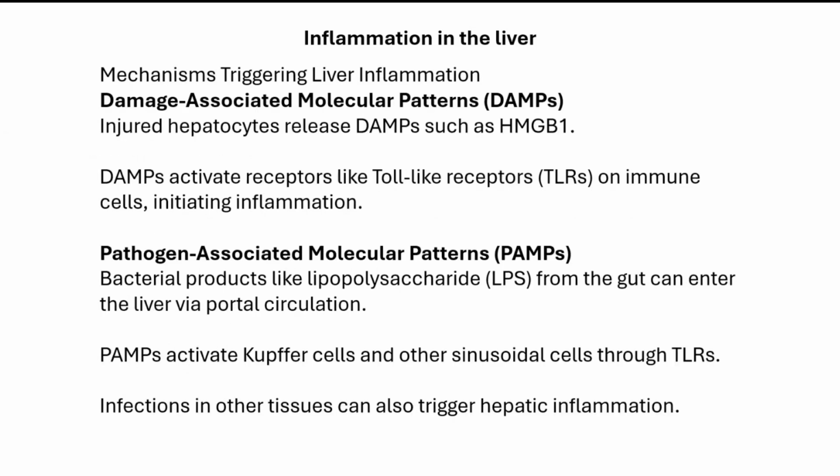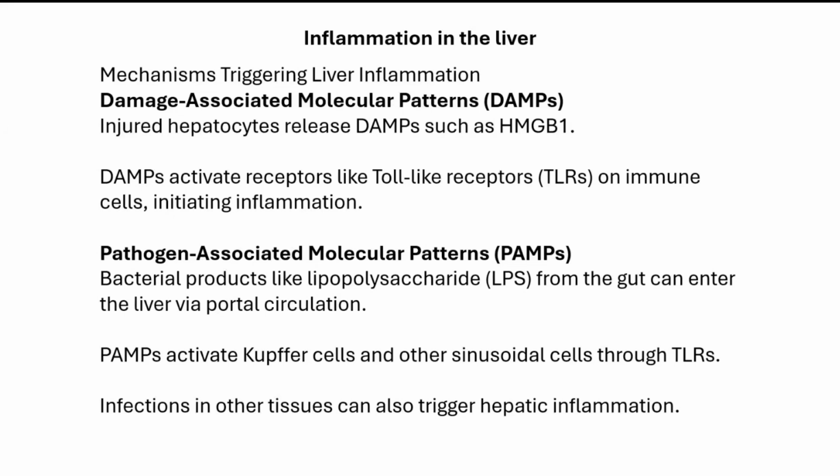Mechanisms triggering liver inflammation. There are two different terms I am going to introduce. One is DAMP, another is PAMP. DAMP is damage-associated molecular patterns. Injured hepatocytes release DAMPs, such as HMGB1. DAMPs activate receptors like toll-like receptors on immune cells, initiating inflammation.